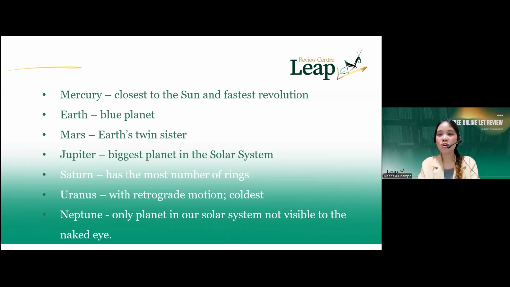So that's for the planets of our solar system. Again, Pluto is considered to be a dwarf planet. So it's not an official planet in the solar system.